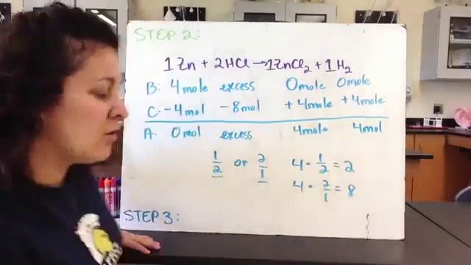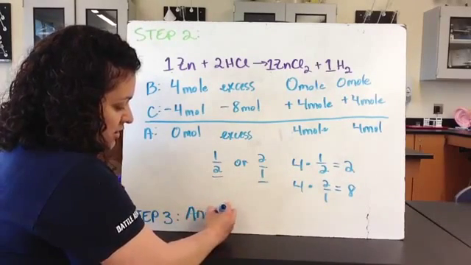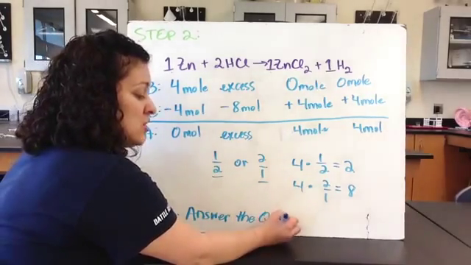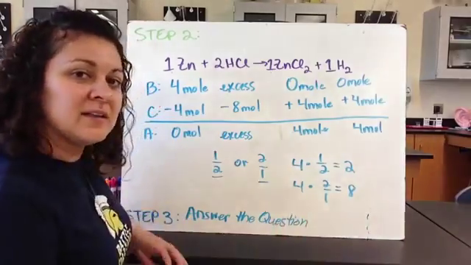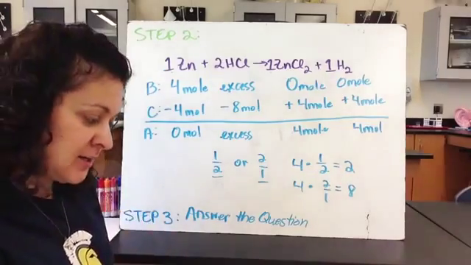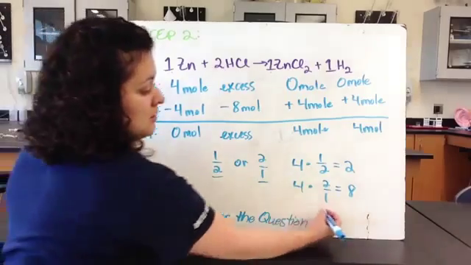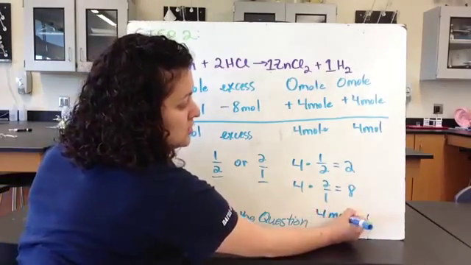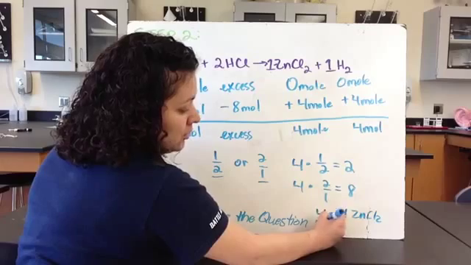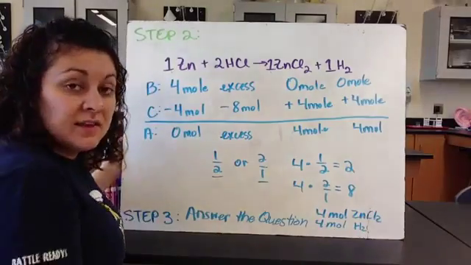All right, so now we need to figure out what is the question asking. That is step 3. We have to answer the actual question. The BCA table does not answer the question for us. It gives us the information we need to answer the question, but then we have to go back and say, what was the question? So the question was, how many moles of each product do you create? So now we're going to have 2 answers. Our 2 answers are 4 moles of zinc chloride and 4 moles of hydrogen gas. And that's how you would write your answer.